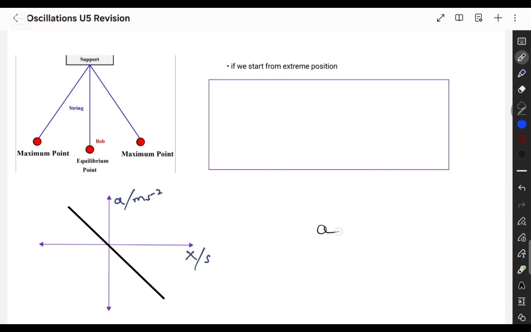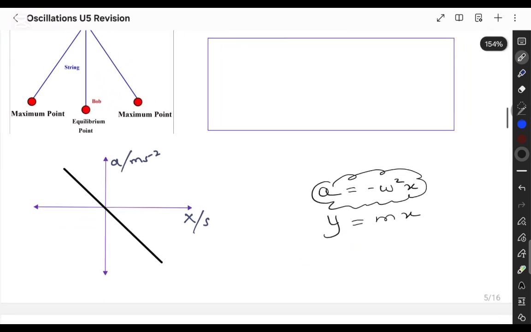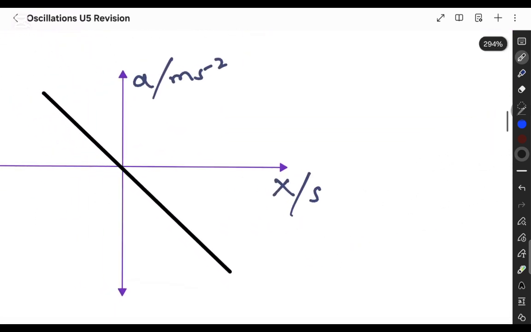We're going to be looking at acceleration equals minus omega squared x. So this is another very interesting equation, and you can plot a graph for this, y equals mx again. This has come up in exam, this exact graph. Okay, and the graph would look something like this. Notice that this point here is the maximum displacement, so this is the amplitude.